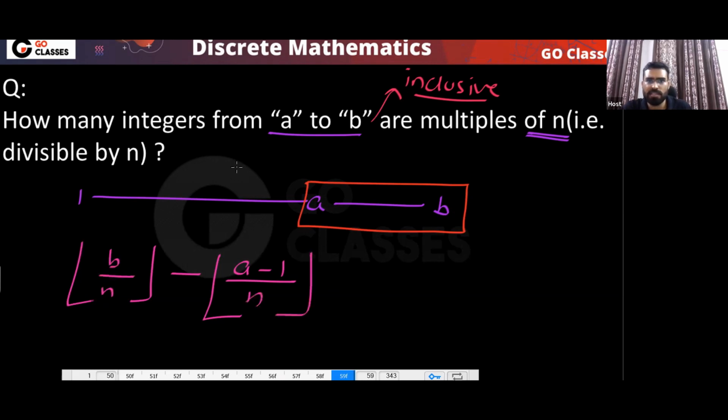Okay, so this will be the answer. Is it clear to everyone? Is this clear? So basically this means from 1 to b, and this means from 1 to a minus 1.